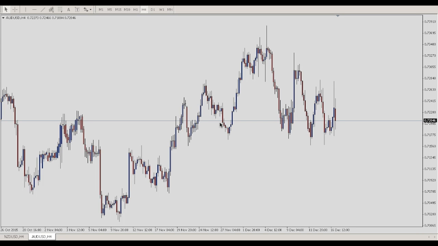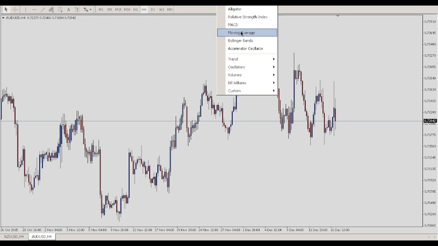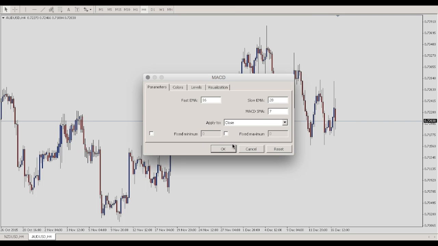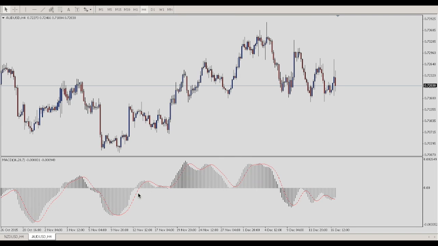On to the lesson. So, what is MACD? MACD is short for moving average convergence divergence. It's a fancy name for just saying two moving averages crossing over each other. To add our MACD, you go to oscillators, MACD, and you just click OK. Then you get these bars and this red line. If you're using MetaTrader, this is what you're going to get. Depending on what platform you're using, you might get something different, but the applications are the same though.